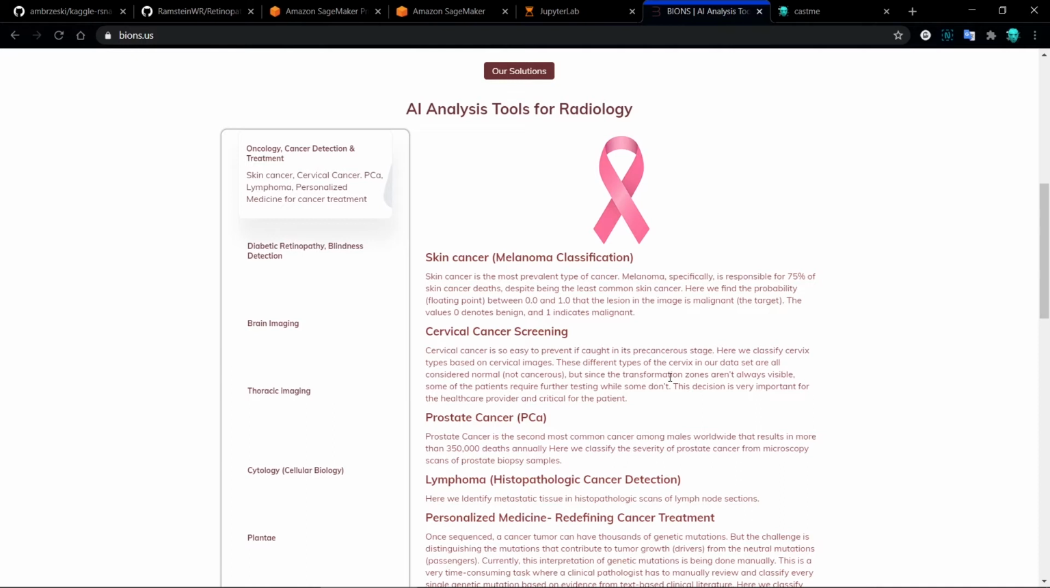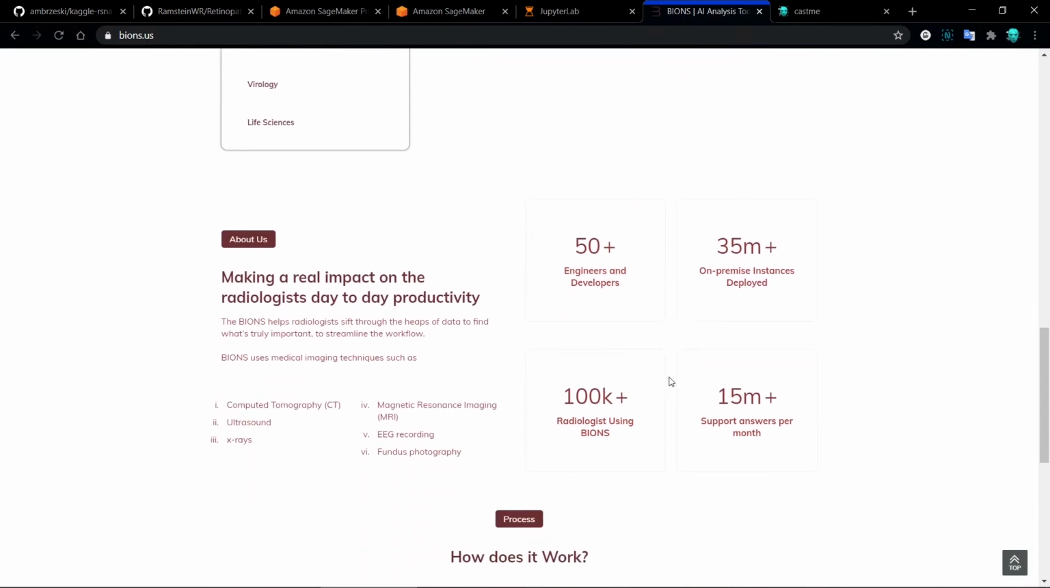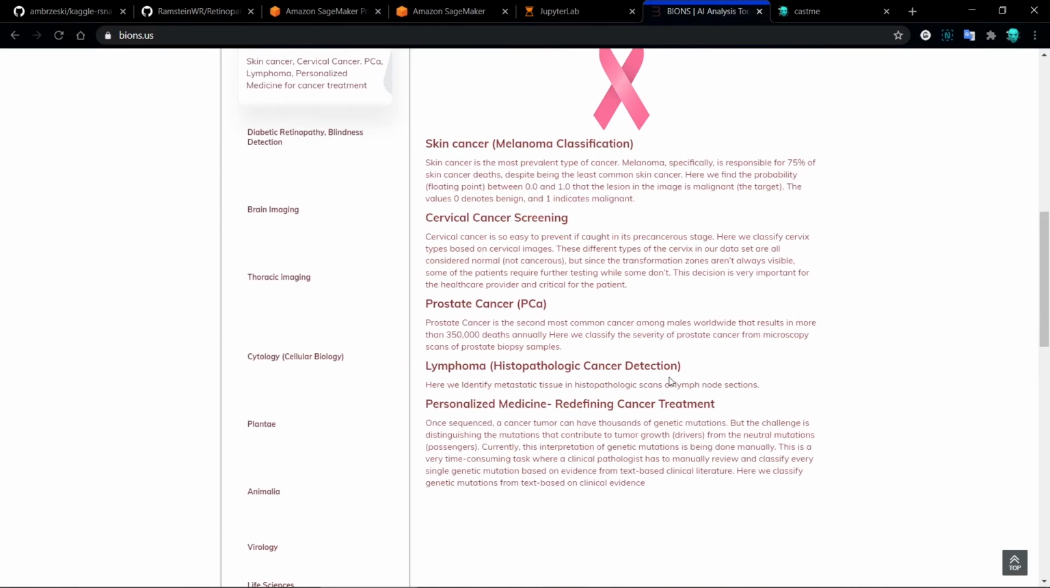Skin cancer is this one. Cervical cancer screening is also an image classification problem. Prostate cancer is the same, and lymphoma too. But the type of imaging technique used is different for each, though not for all of them. Only these imaging techniques are being used: CT and MRI, ultrasound and X-rays, and photography for the eye, the retina part. So this was for cancer detection and treatment, oncology.